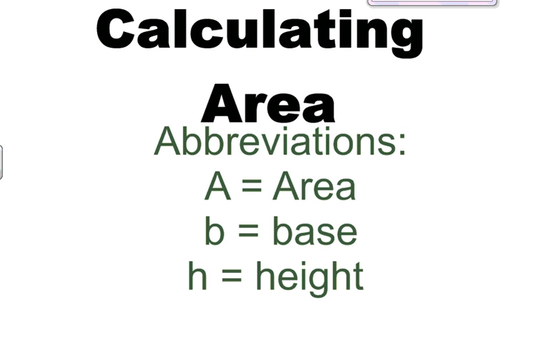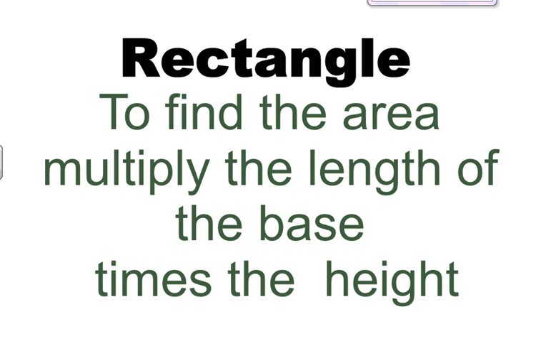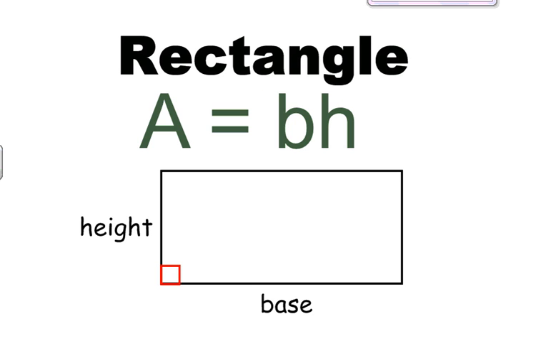So before we move on to talk about how we calculate area, you're going to be seeing some abbreviations in your textbook and in the problems that we'll practice in class and also in this video. The capital letter A stands for area, the lowercase letter b stands for base, and the lowercase h stands for height. And remember that on the very first page of this video, we learned the definition for base and height. When we're talking about a rectangle, to find the area, we multiply the length of the base times the height. It looks like this.